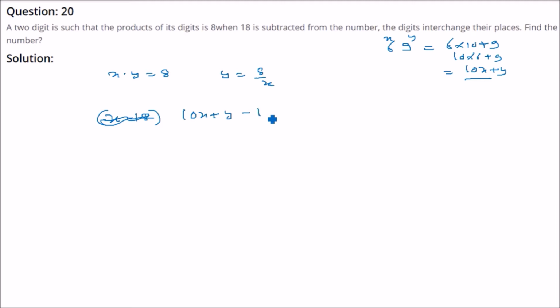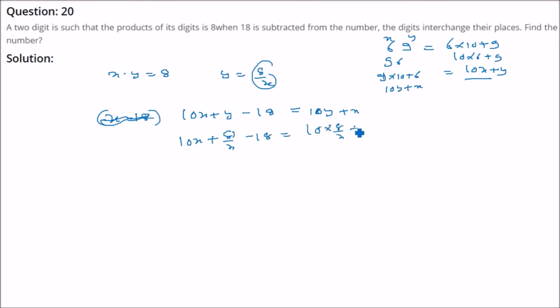If 18 is subtracted from this number, you get the digits interchanged. So 69, 96 will be written as what? 9 into 10 plus 6, that is, this will be 10y plus x. So 10x plus y minus 18 will be equal to 10y plus x. Now what you are going to do here is write 8 by x for y. So 10x plus 8 by x minus 18 equal to 10 into 8 by x plus x.